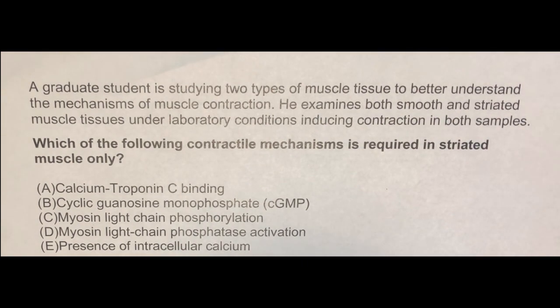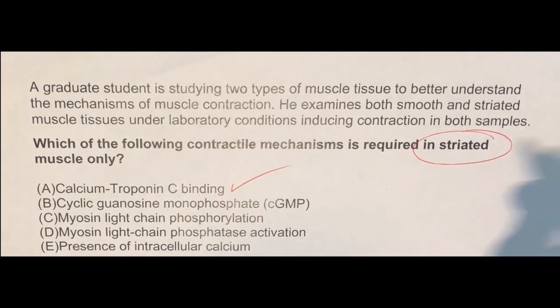Let's see, striated muscle. So that's the key, striated muscle. Striated muscle is both voluntary skeletal muscle, and we have striations also in the involuntary cardiac muscle. So let's see, it stands out immediately to me that calcium troponin C binding might be the answer. But we can't stop there. Even if we think we know the answer, we have to look at the other choices because often there are two correct choices and we're always required to select the best one.